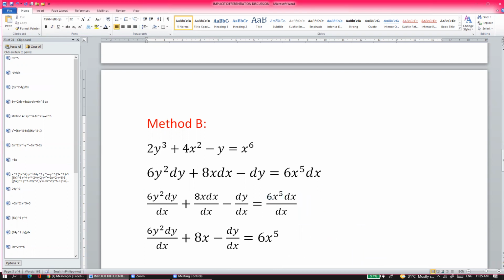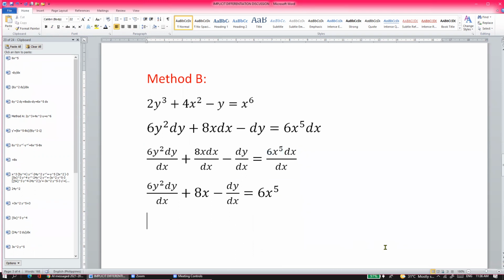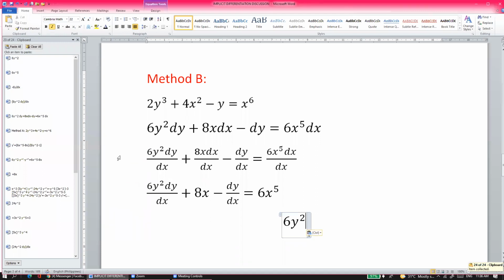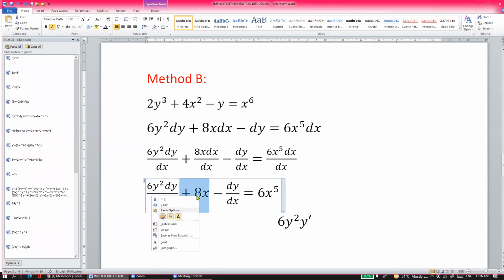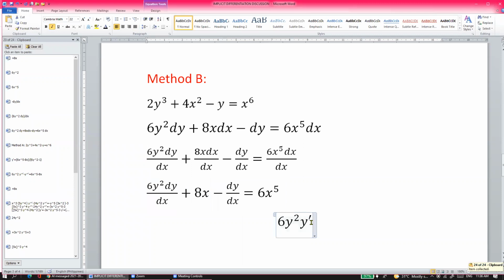And then next. Lahat ng dy over dx is magiging y prime. Okay, ito copy-paste ko yan. Copy. Yan. Then I'll type y prime. And then this will be retained. Plus minus y prime. Do you agree? Equal 6x to the 5.